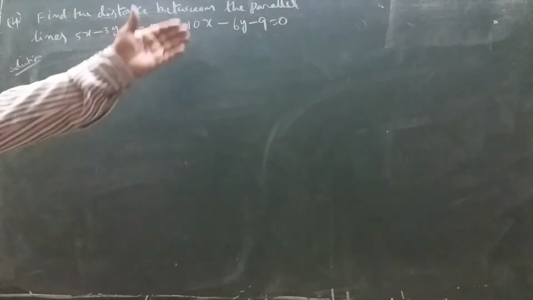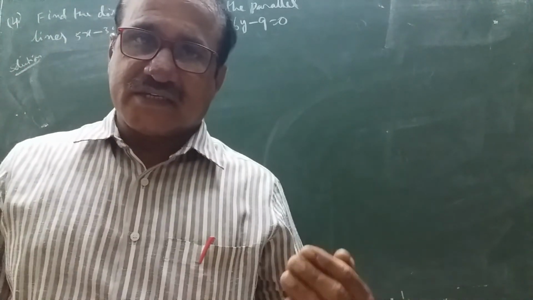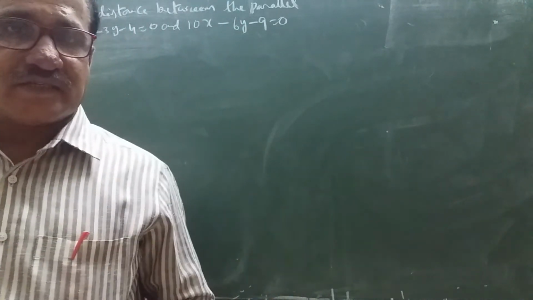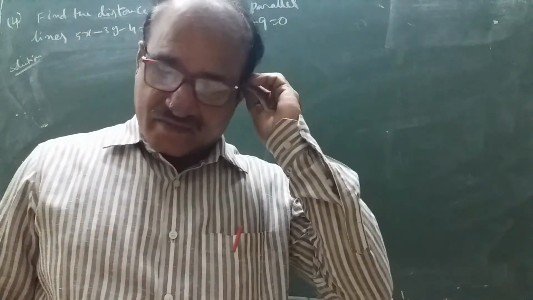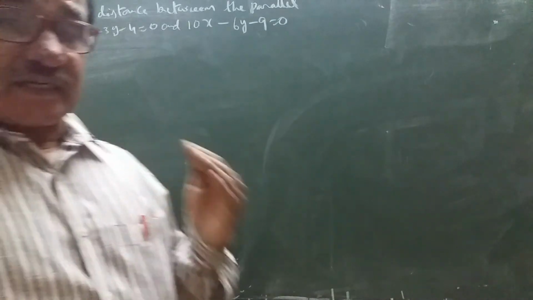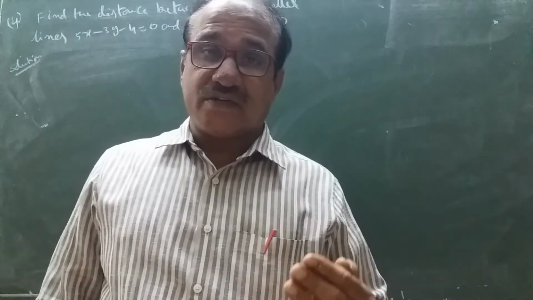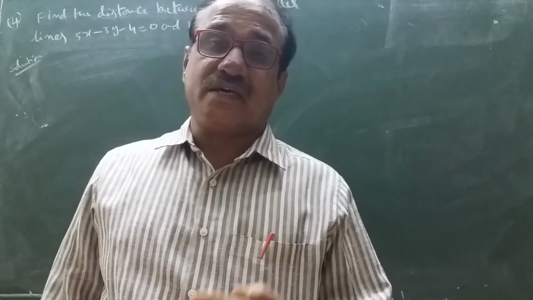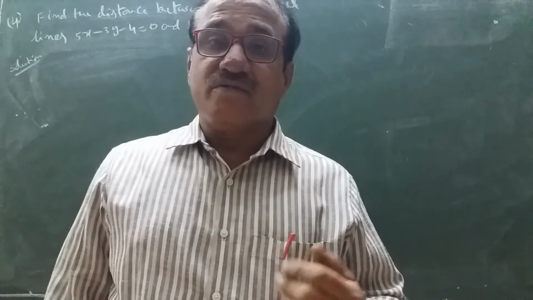So, these two given lines are parallel lines. We know the formula for finding the distance between parallel lines, that is mod of c1 minus c2 by root of a square plus b square. By using that formula we can find it. But there is a condition. If ax plus by plus c1 is equal to 0 and ax plus by plus c2 is equal to 0 are parallel lines, then mod of c1 minus c2 by root of a square plus b square we have to use.